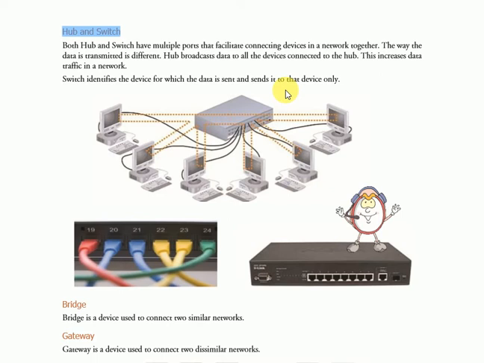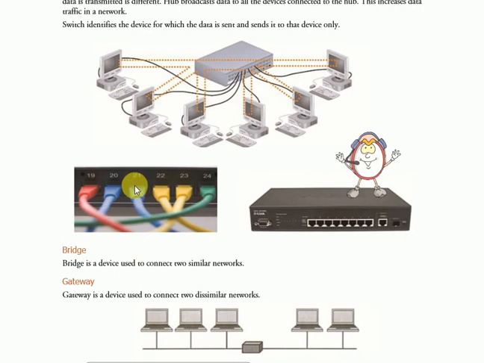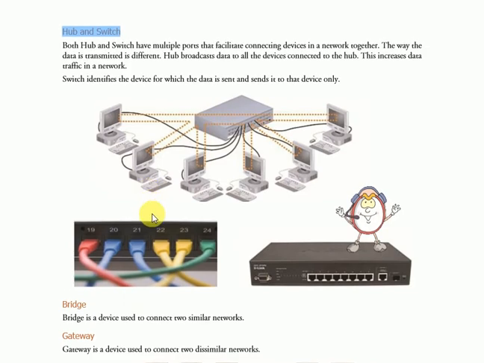You can connect the devices in a network together using the hub and switch. Hub and switch contain multiple ports, and they provide the facility to connect every computer in the network. Okay, this is the example, and these are the ports of the hub and switch. Like this, you will insert the cable in the hub and switch.